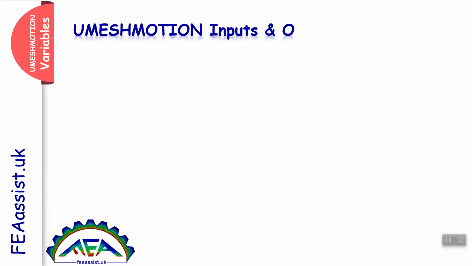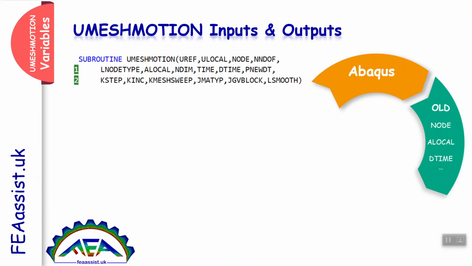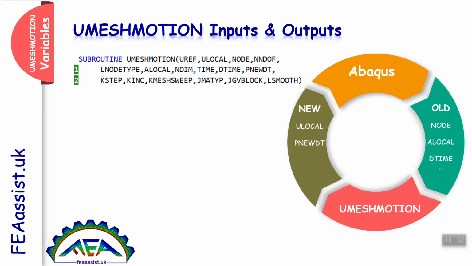UMesh motion variables. UMesh motion has some variables. Some of them are inputs. We need to get those inputs, process them, and export them as an output into Abaqus. In other words, Abaqus computes nodes positions, time, and variables. We need to get these variables and process them in the UMesh motion and compute the displacement or velocity of the nodes in X, Y, and Z direction and return these variables into Abaqus.